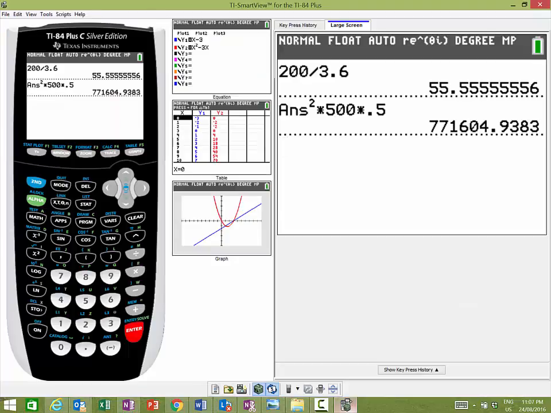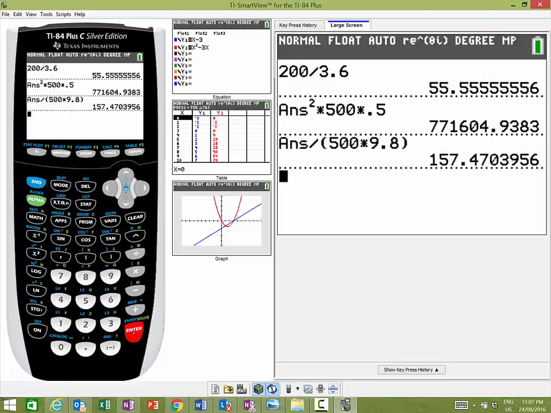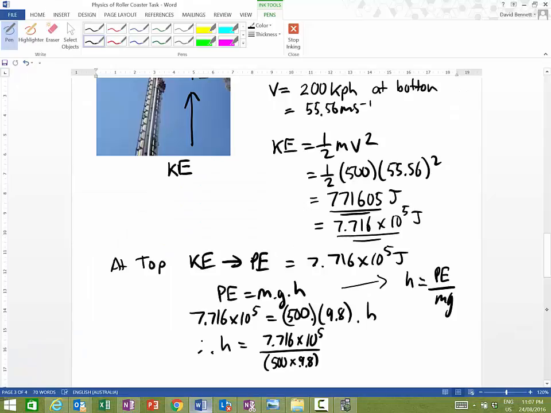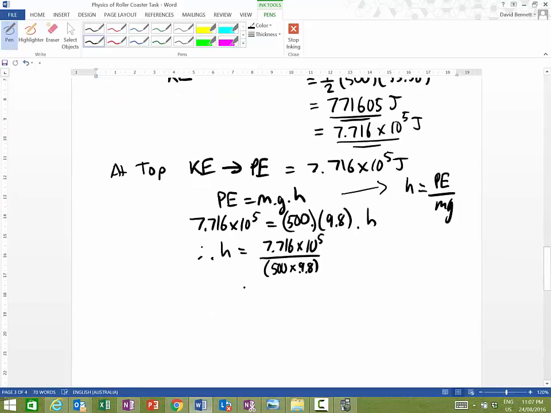In your calculator, you've already got the answer in there from the previous bit. So all I have to do is divide that by, because you're dividing by two things, you need to use a bracket on the bottom line, 500 times 9.8. And that will give you your height. It's 157.5 metres. So that means the car will go 157.5 metres up the Tower of Terror.